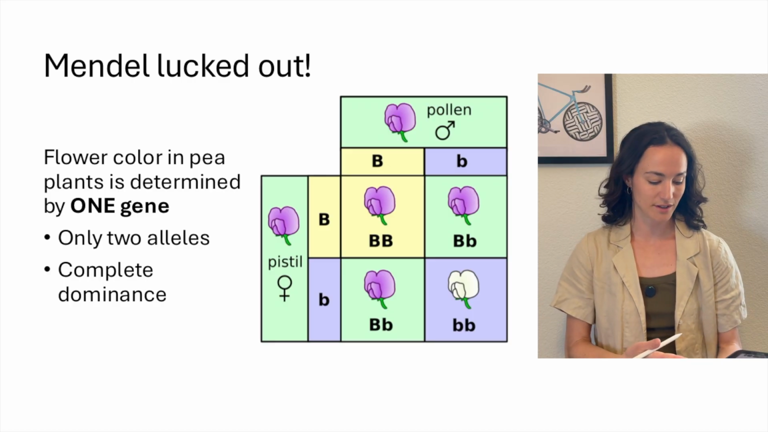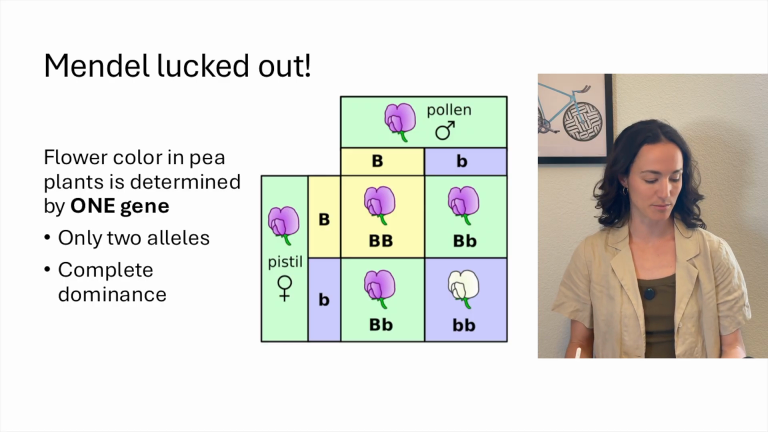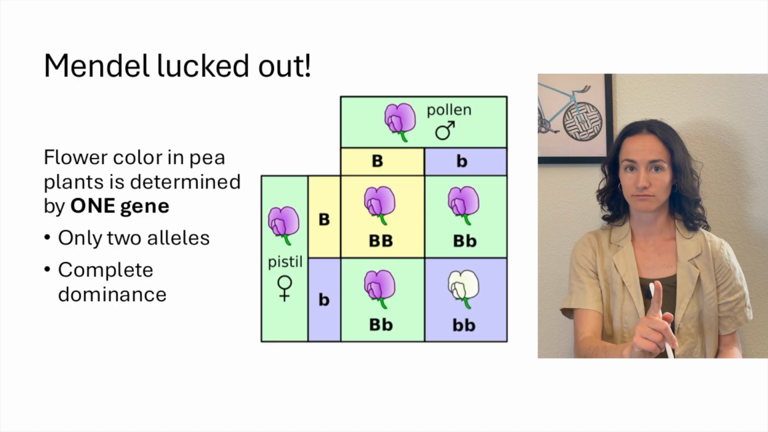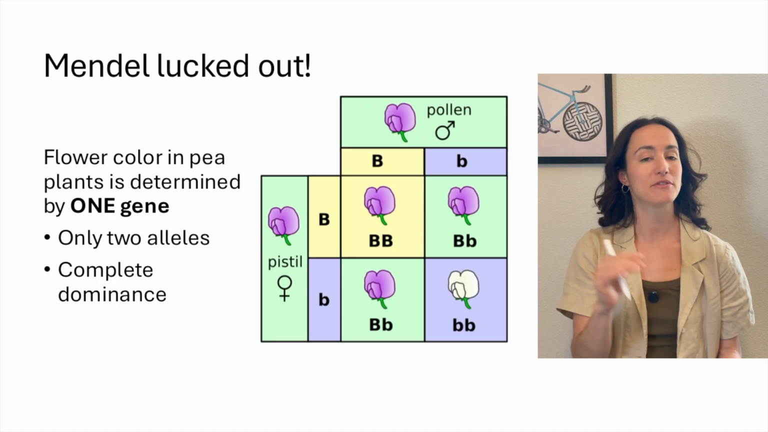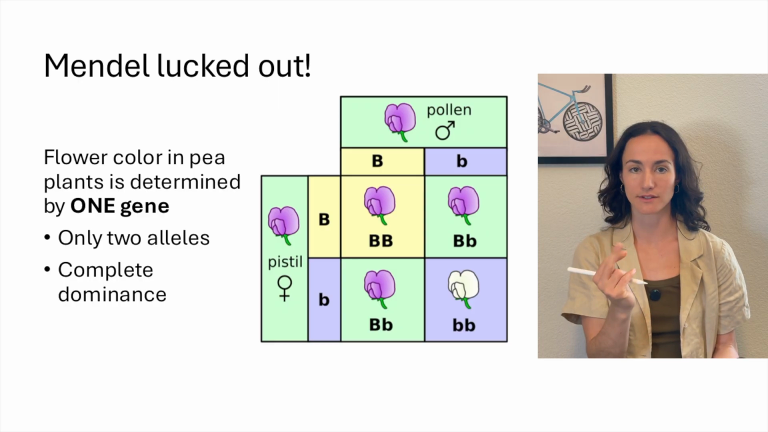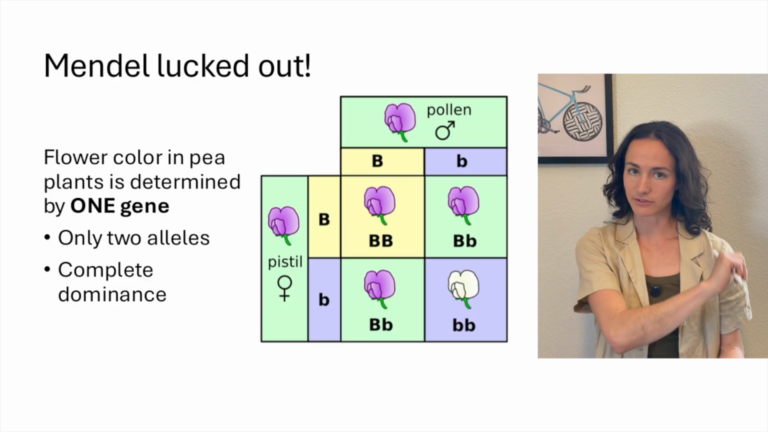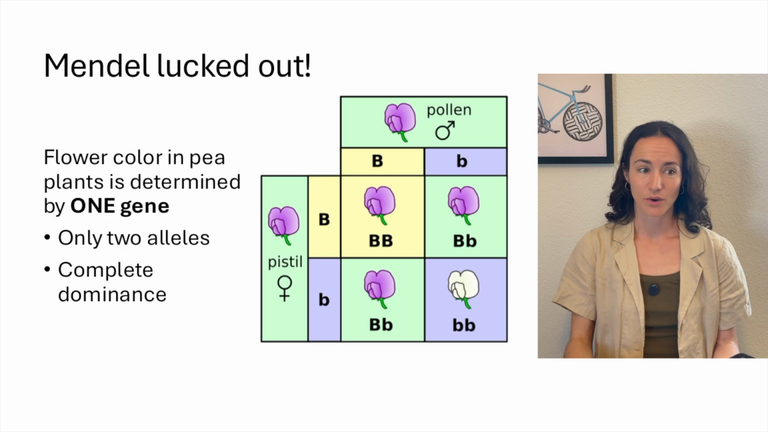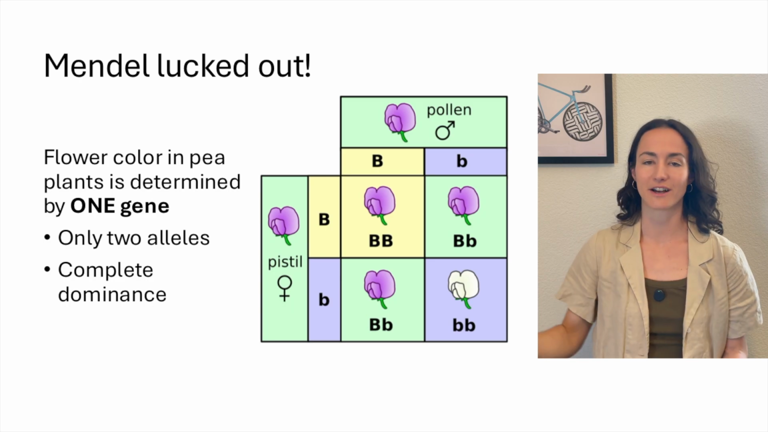So if we focused on the flower color of his pea plants, for an example, this was a trait that is characterized by one gene in particular. And on top of that, that gene has two alleles. The dominant purple flower allele and the recessive white flower allele. And on top of that, one of those alleles is completely dominant over the other.